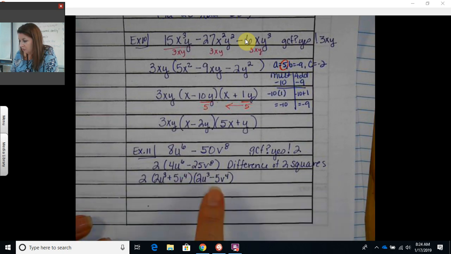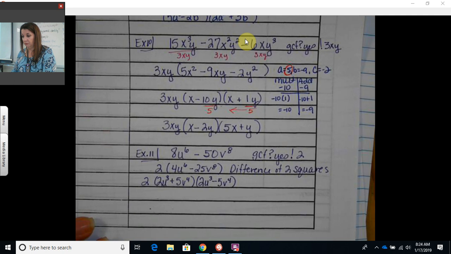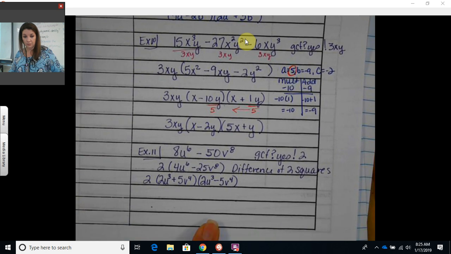Is this a difference of squares right here? No. 2u cubed, is that a sum of cubes or anything? Difference of squares, anything like that? No. So I can't factor any further. And there's one other type that I haven't shown you yet. We'll do that on the back side.